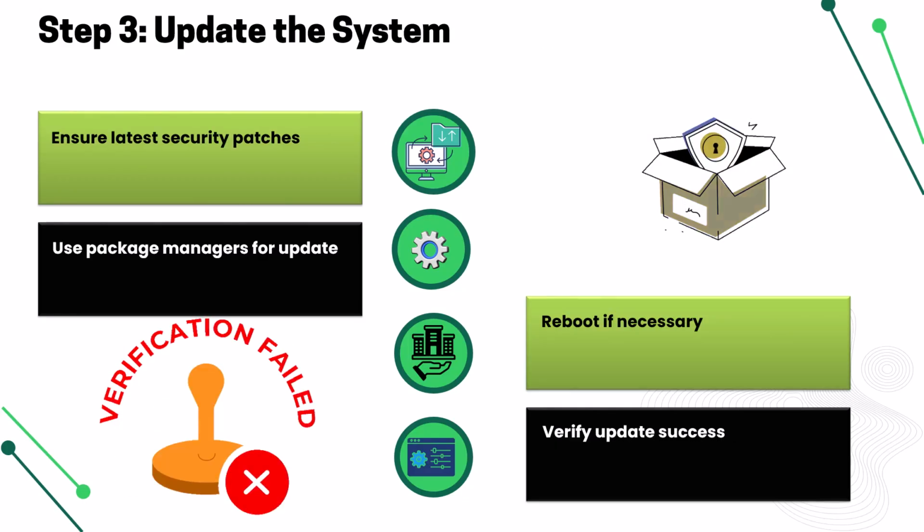You're in. Updating the system is like giving your EC2 instance a fresh cup of coffee. It ensures things run smoothly. Use package managers to install the latest patches, reboot if needed, and check everything's up to date. A well-maintained system means fewer headaches later.